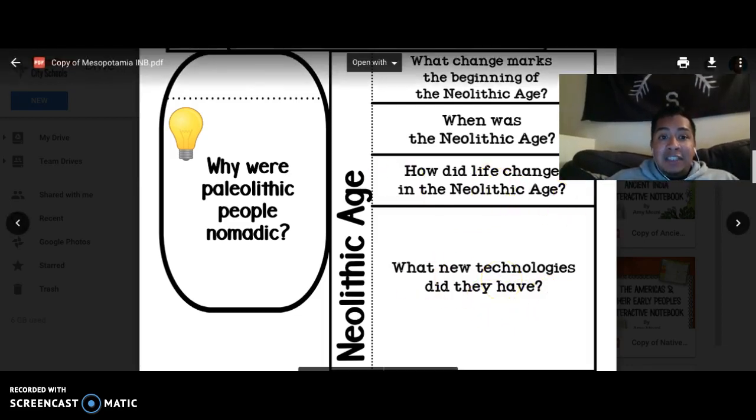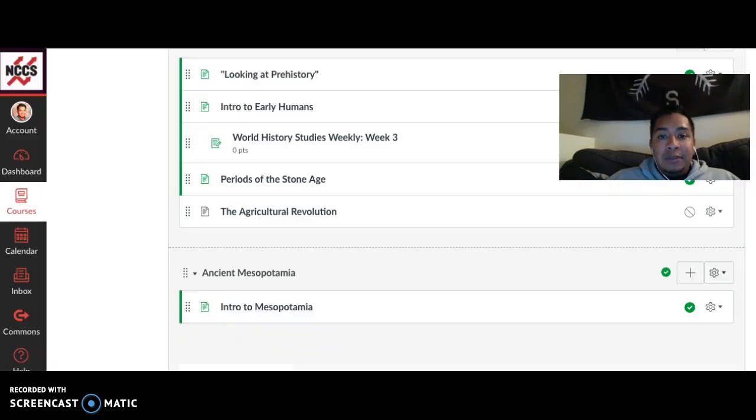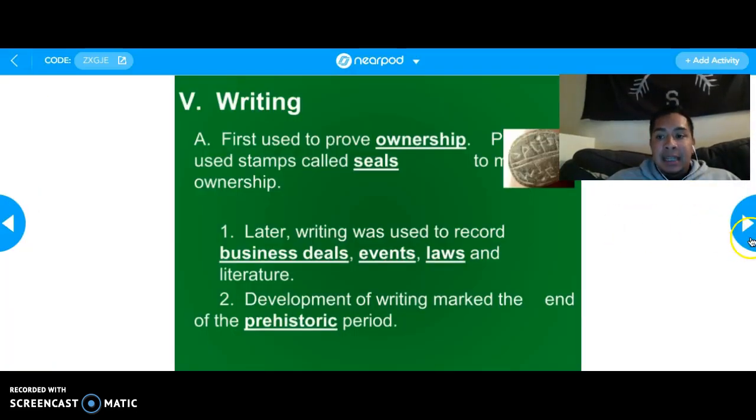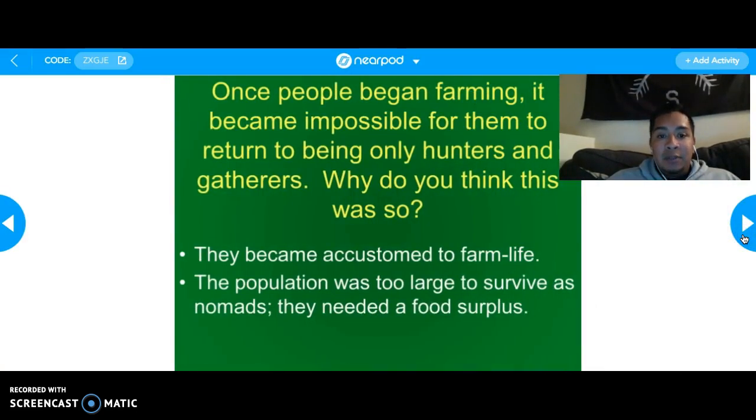And how did life change? People were able to stay in one place. They didn't need to be nomads anymore. Once people began farming, it became impossible for them to return to being only hunters and gatherers. Why do you think this was so? Well, they became accustomed to farm life, and the population was too large to survive as nomads. They needed a food surplus.